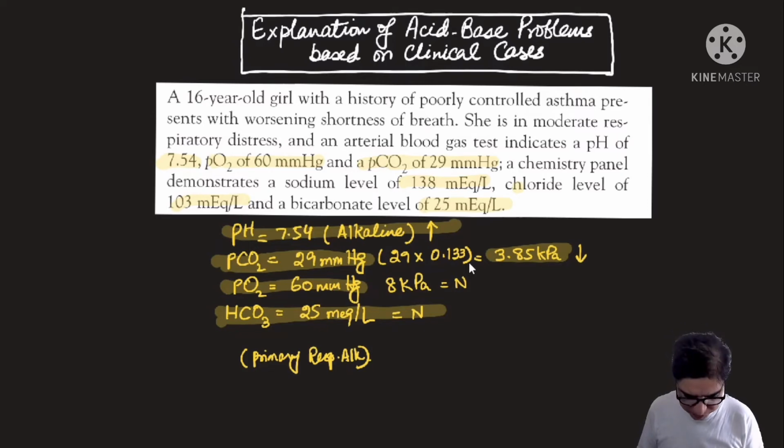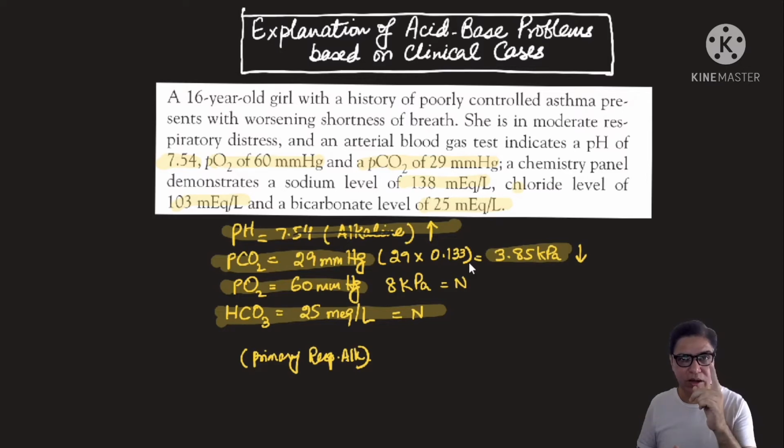Now, if you look at the pH, it is more than 7.45, so this is an alkaline pH, and this alkaline pH means that there is an alkalemia going on. Now, if you look at the PCO2, it is less than 35 millimeters of mercury. 35 to 45, or 4.5 to 6 kPa, is the normal level. If you do the conversion to kPa, you just have to multiply that by 0.133, so that would come out with 3.85. So in both cases, whether you take millimeters of mercury or kPa, the PCO2 level is below normal.